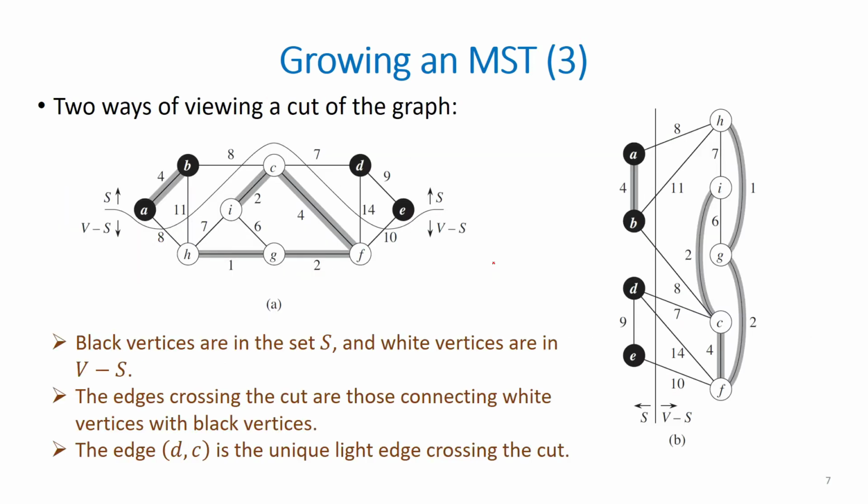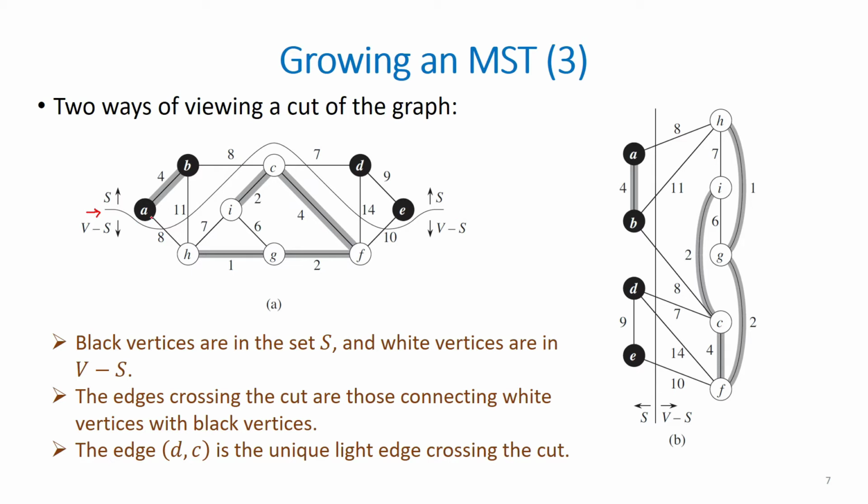There are two ways that you can view a cut in a graph. Let's look at figure A. Over here we see a nonlinear line, this line, which actually divides this graph into two subsets. One subset containing the black vertices and the other subset containing the white vertices. Therefore, we can consider the black nodes as set S and the white nodes as set V minus S. Therefore, this nonlinear line is a cut of this graph.